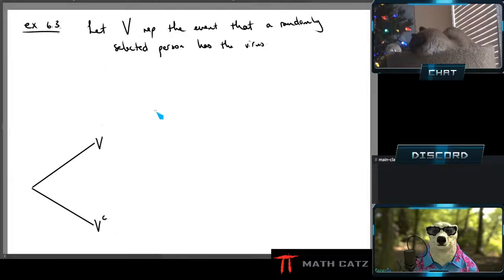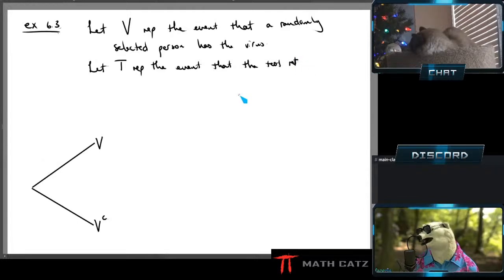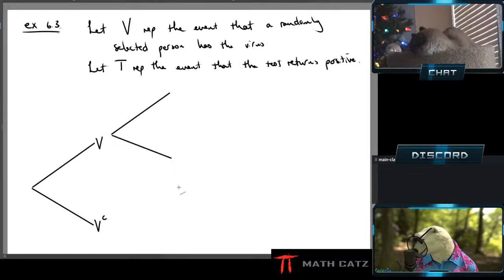Then I also want to know what the test says. So let T represent the event that the test returns positive. Test says you have it. The test says that the person has it, but the test might not be correct. It's not a perfect test. So, regardless of if the person has the virus or not, the test could say positive or negative. If the person doesn't have the virus, it could still say positive or negative.